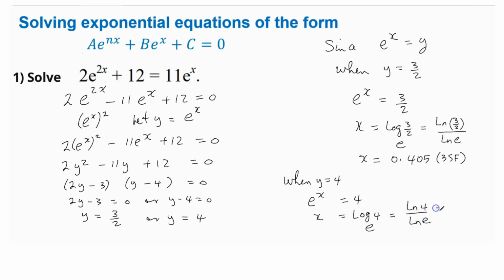Or if you want, you can write log in base 10, you can write log of 4 base 10. We don't normally write base 10 there, but we can just put 10 there. Right, that's log 4 base 10 over log e base 10. You get the same value. So x equals 1.386 to 3 significant figures.